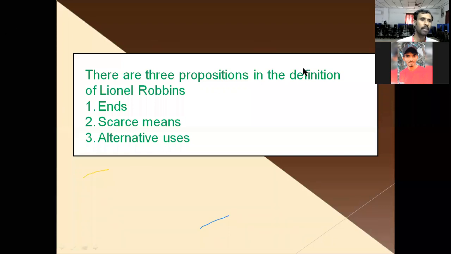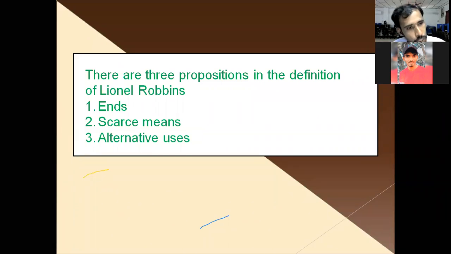I'll use a mobile phone to receive calls. I'll use a mobile phone to listen to music. I'll use a mobile phone to capture photos. So a single mobile phone is going to perform all these activities, and that is called alternative use. Now I've explained these three propositions here.